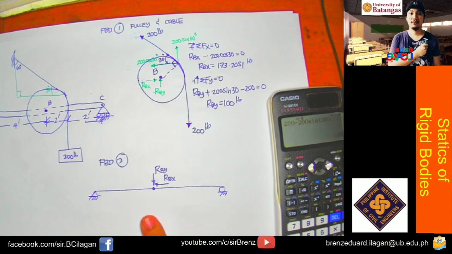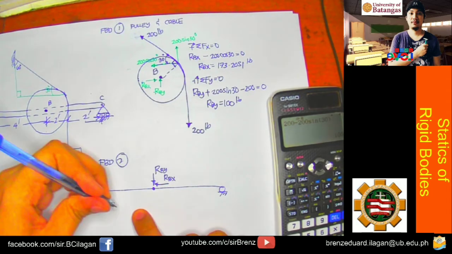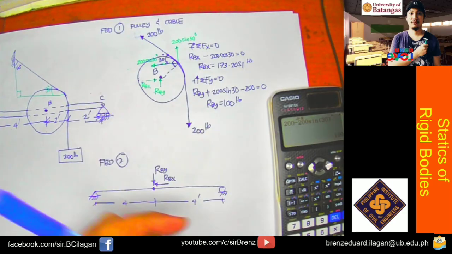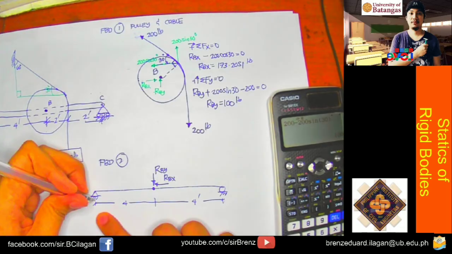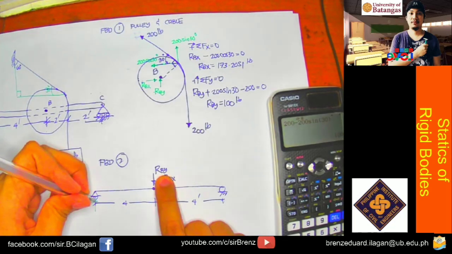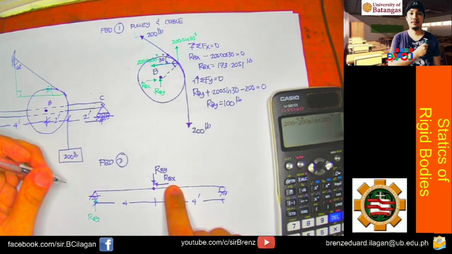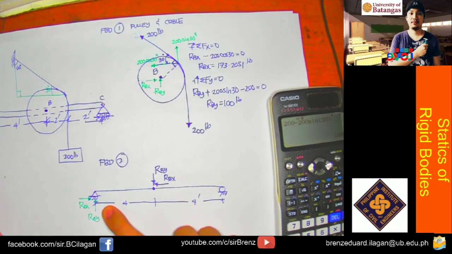Okay, so this is 4 and this is also equivalent to 4. So analyze muna natin yung mga reaction dyan. Okay, so di ba dito ito is hinge, ibig sabihin meron kang dalawang reaction. So ito, since pababa ito, so ito magiging pataas. So let's say na ito ay RAY and then yung RBX mo since paaliwa, para maging equilibrium dapat yung RAX mo is papunta sa kanan.